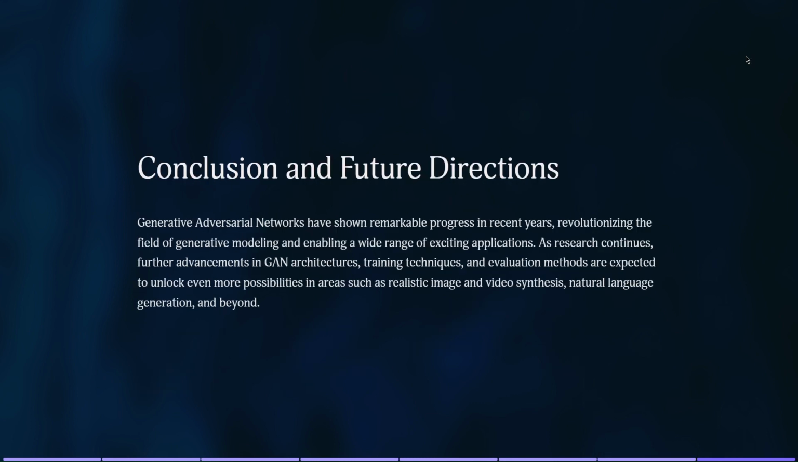Conclusion and the future direction. Generative adversarial networks have shown remarkable progress in recent years, revolutionizing the field of generative modeling and enabling a wide range of exciting applications. As the research continues, further advancements in GAN architecture, training techniques, and evaluation methods are expected to unlock even more possibilities in areas such as realistic image and video synthesis, natural language generation, and beyond.